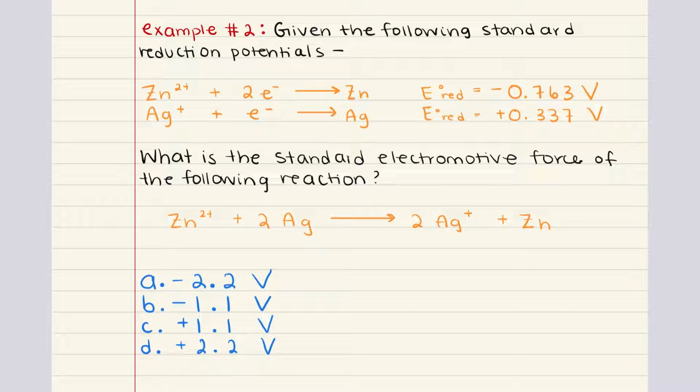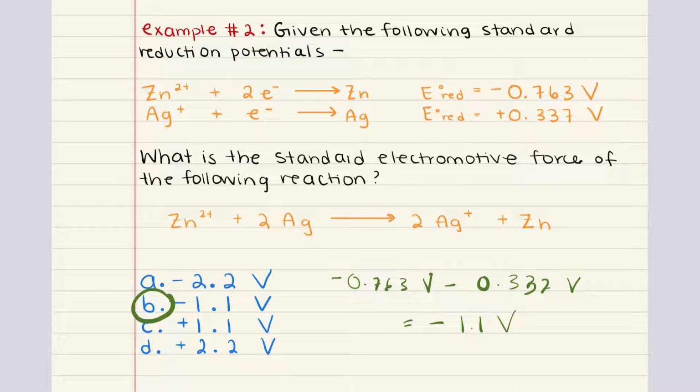Now, to determine the standard electromotive force of a cell, we simply subtract the standard reduction potentials of the two electrodes. So this is going to be negative 0.763 volts minus 0.337 volts. This gives us negative 1.1 volts. And that means that the correct answer is going to be B.